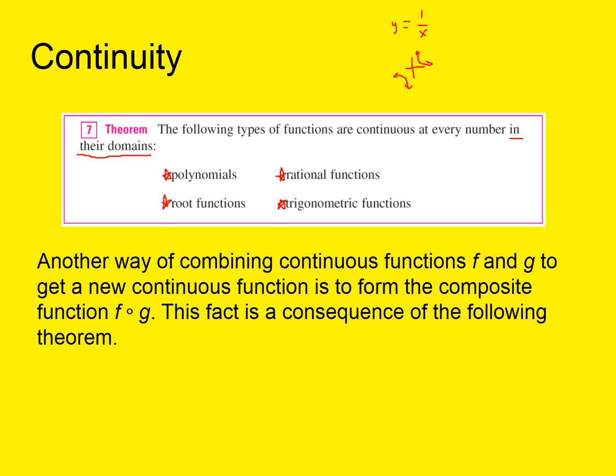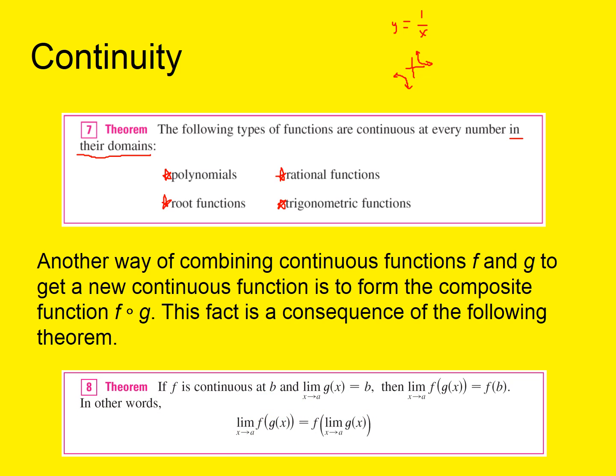Another way of combining continuous functions f and g, right? All the other ways of combining functions were just kind of the 4 basic operations. But now we also have another way that we can do only with functions, not with numbers, and that is composition. F composed with G. This fact is a consequence of the following theorem.